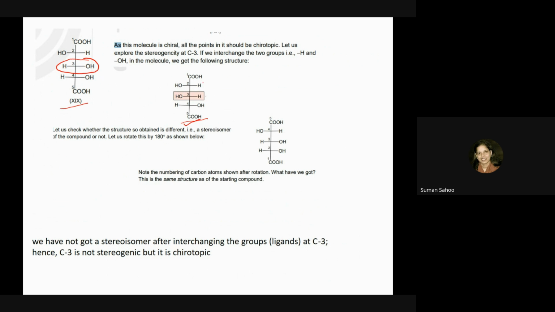If we do a 180-degree rotation, the CHO group would come here, carbon number 1 would come here, and carbon number 5 would go up. If you just see, this molecule and this molecule remain the same. That means carbon number 3 is not a stereogenic center, but it is chirotopic. This carbon number 3 is not a stereogenic center, but it is chirotopic.